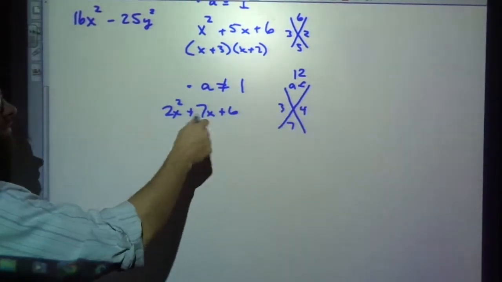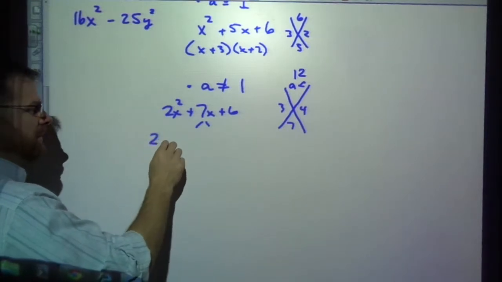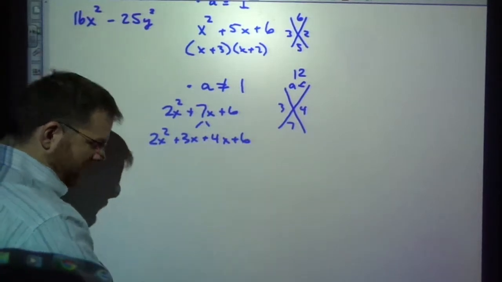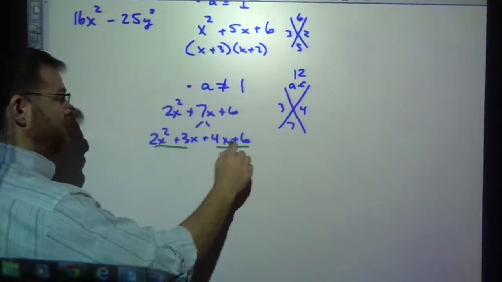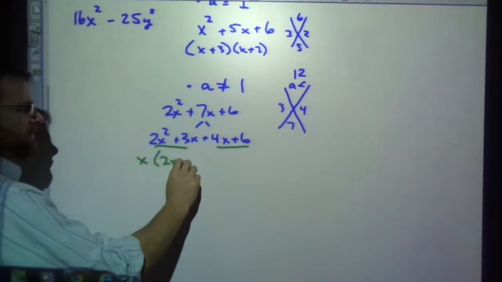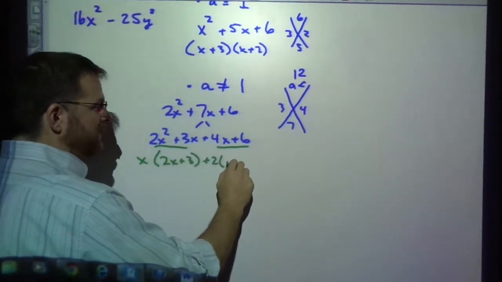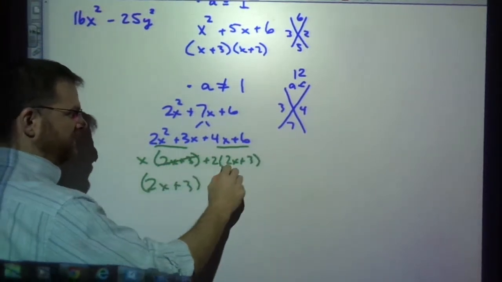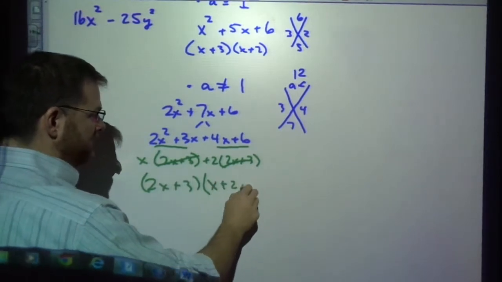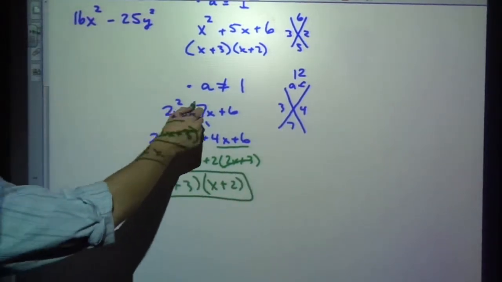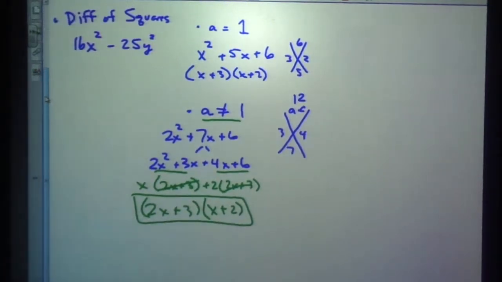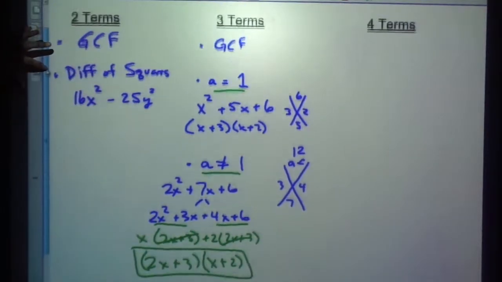And we can't just go straight to that. Remember, we have to replace the middle term and do something like this, 3x plus 4x plus 6, and then do our grouping. So this is x, 2x plus 3, and this is 2, 2x plus 3. So we have a 2x plus 3 as the GCF, and left over x plus 2. That's the trinomial method when a is not 1. So you have to determine if I am factoring something where a is 1 or a is not 1. Those are our options whenever there are three terms.